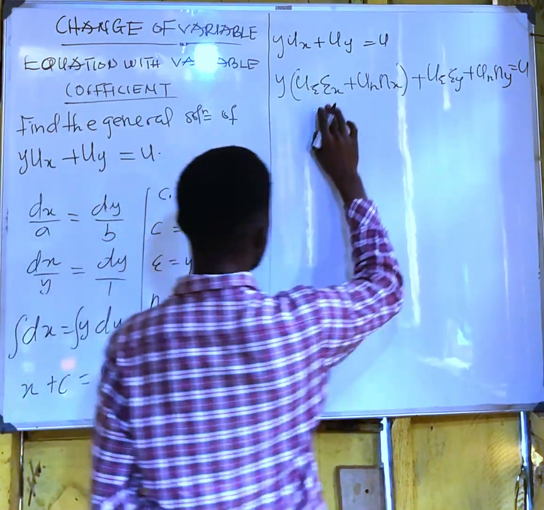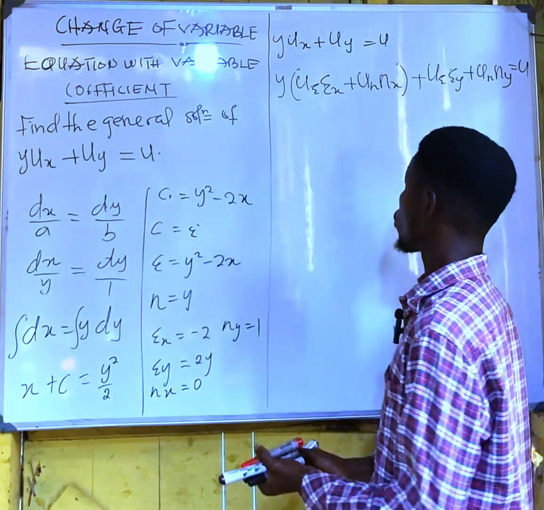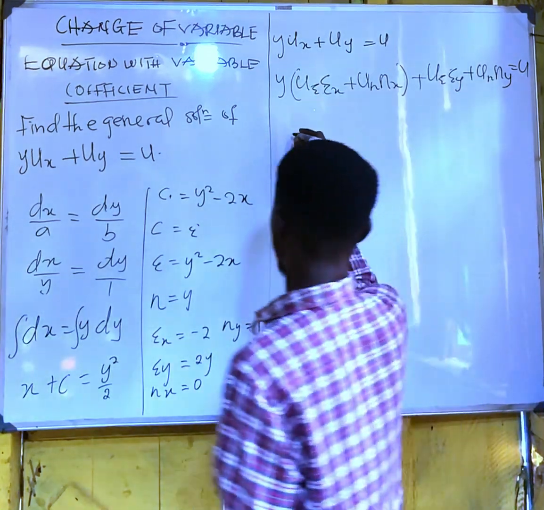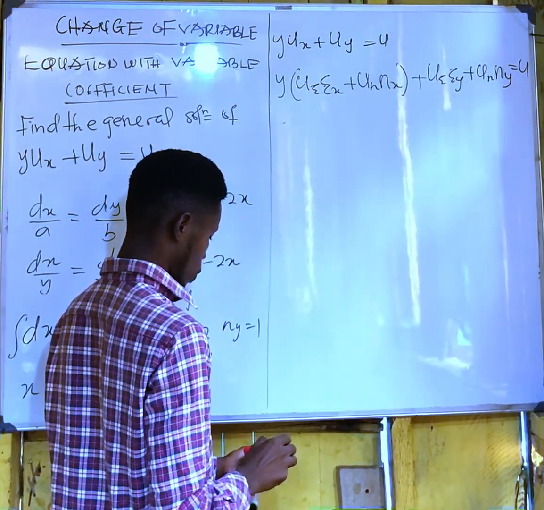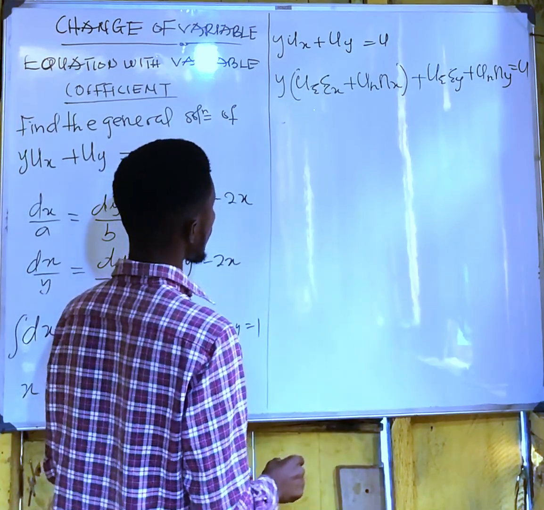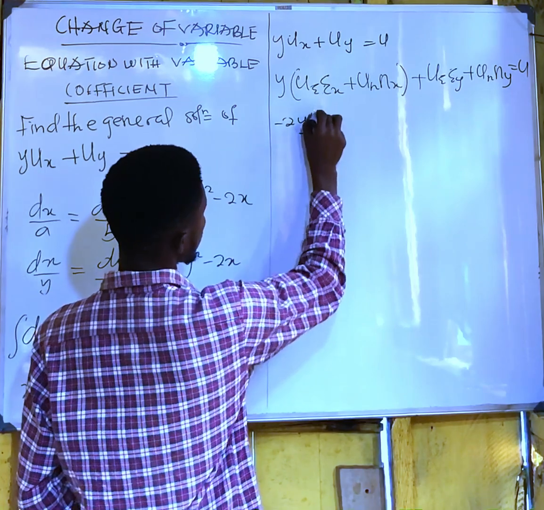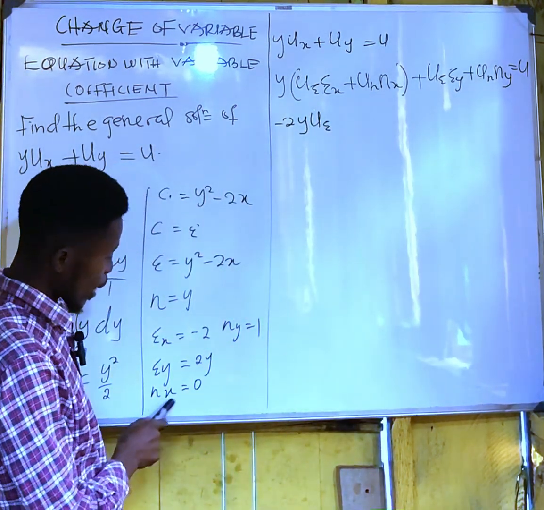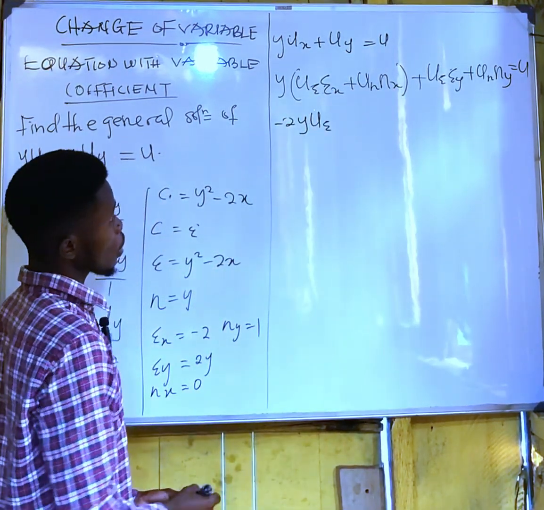Now ξ_x is here. ξ_x here is negative 2. So we are going to replace this one by negative 2. Negative 2 times y is going to give you negative 2y u_ξ. Now η_x we have 0. So if I put 0 here, everything will be 0. 0 times y is still 0. So we're done with that one.